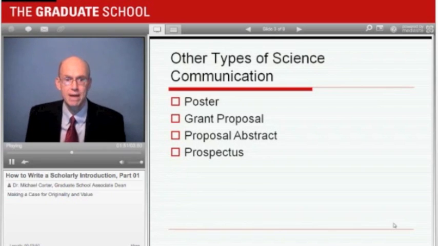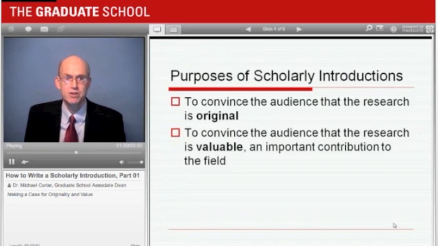And the reason they have the same pattern is they must be effective in making the same two arguments. The first argument that an introduction makes is to convince the audience that the research is original. The second is to convince the audience that the research is valuable. You may have been told that you're expected to produce original research that makes an important contribution to the field. Yes, you are. And the introduction is where you make that case for originality and value of your research.